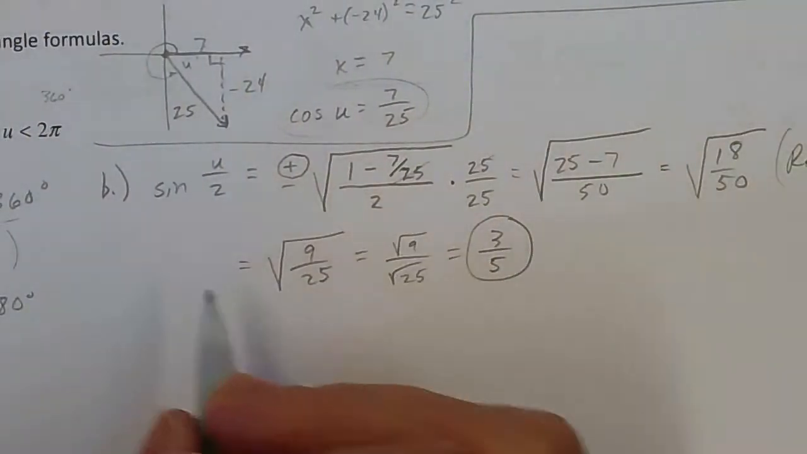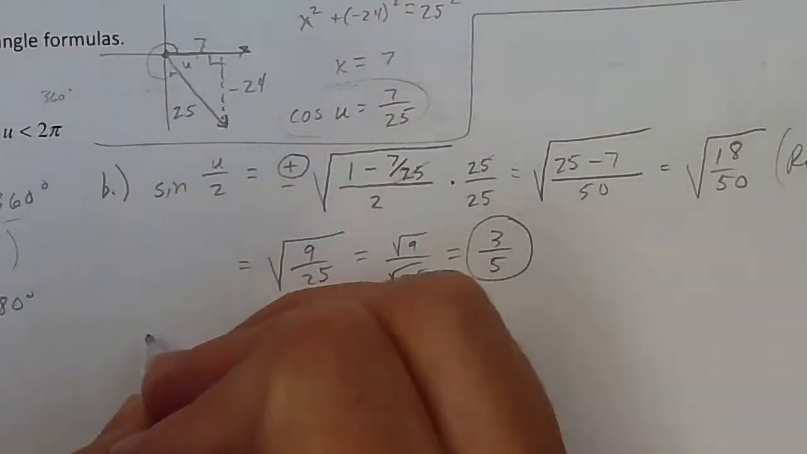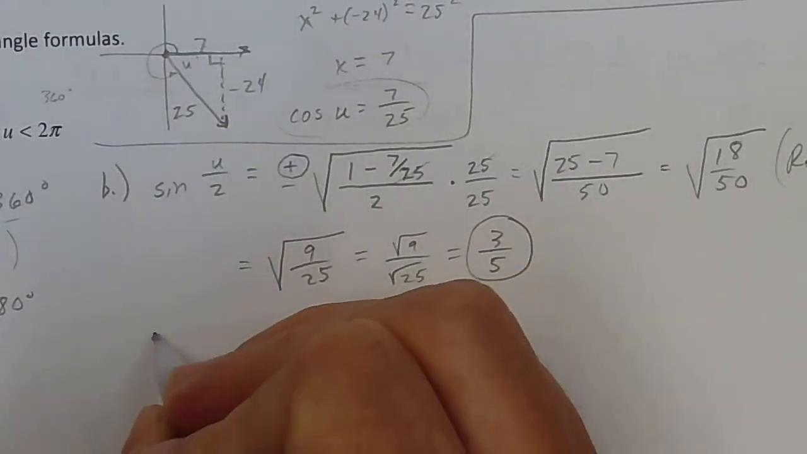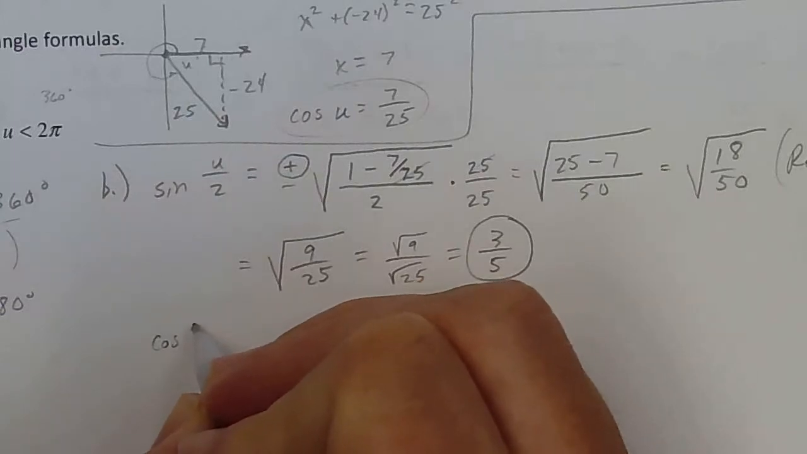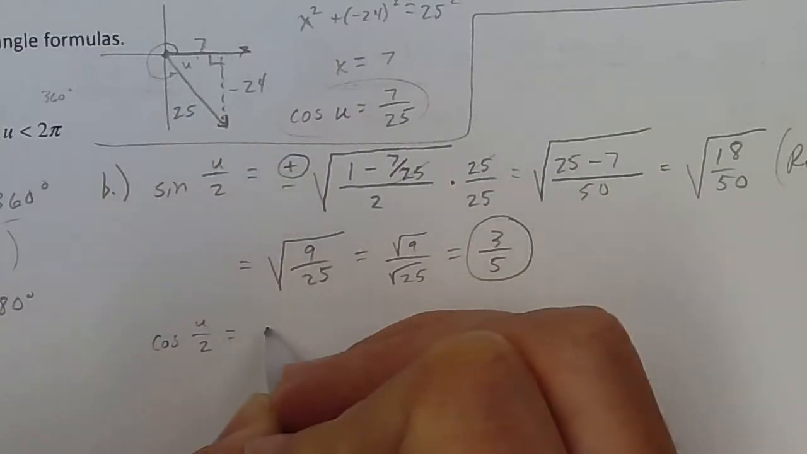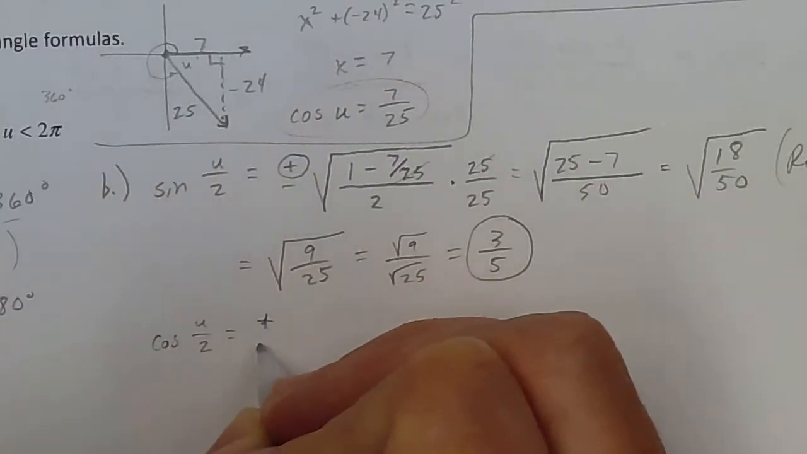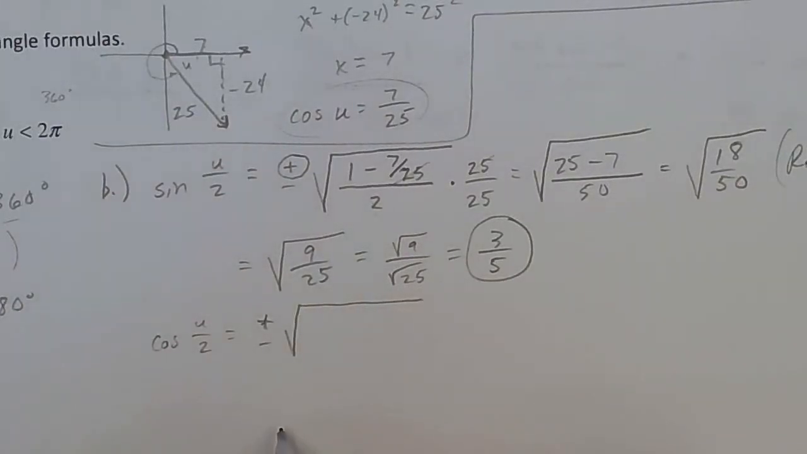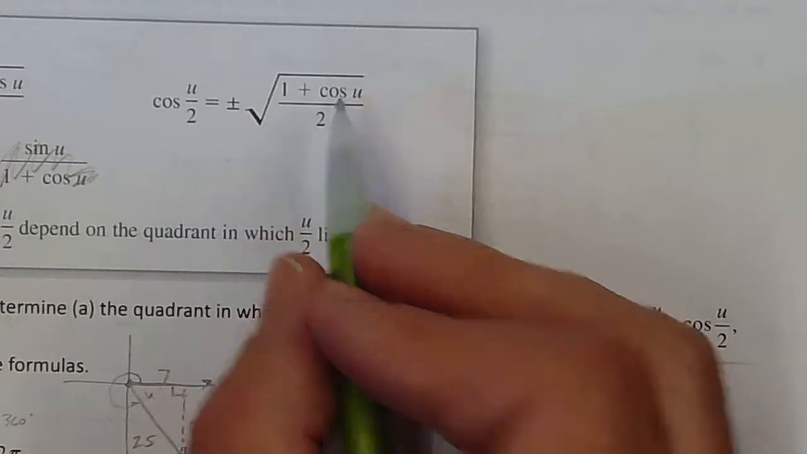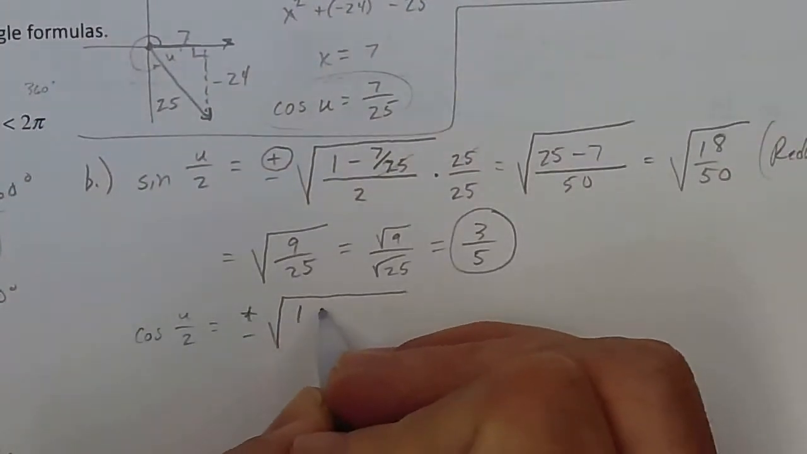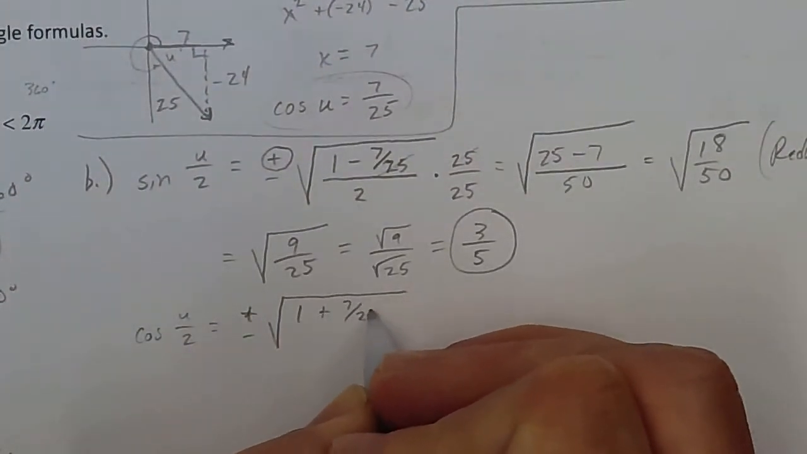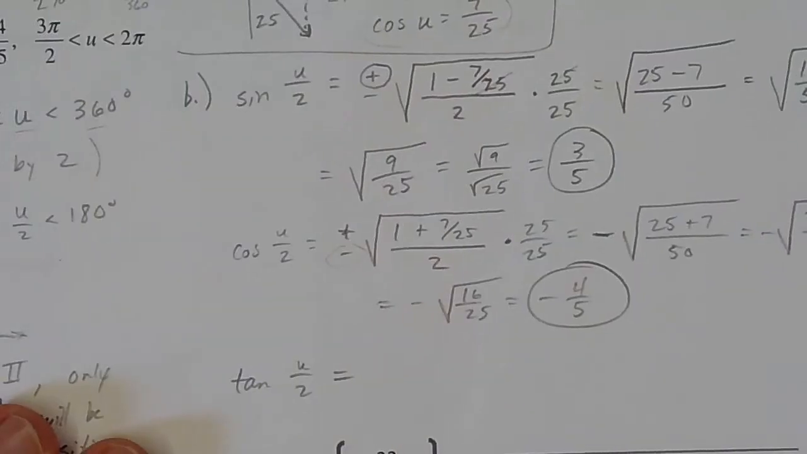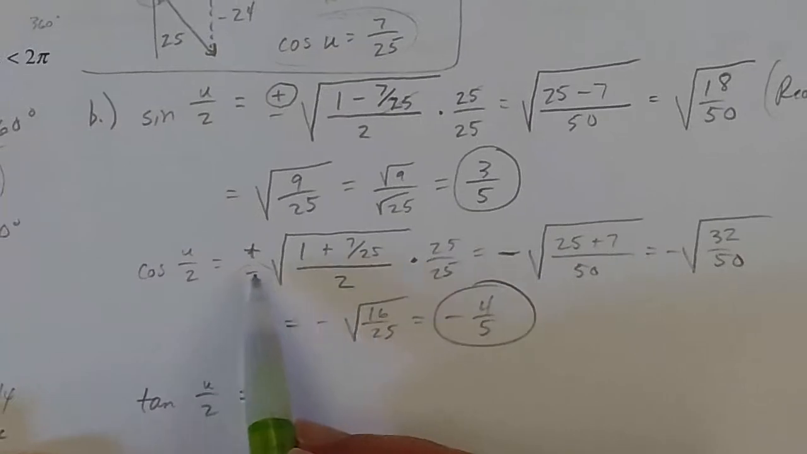Okay, for cosine of the half angle, let's see if the math is going to be a little similar, but we're going to simplify a little differently. So you try that one. Make a decision on the sign right away. For cosine, it just says 1 plus cosine u. Okay, let's see if we can simplify this on your own. Pause to try it.